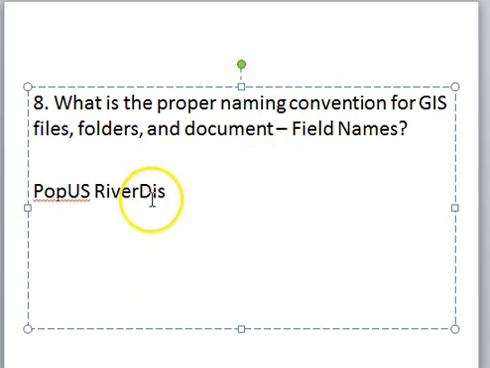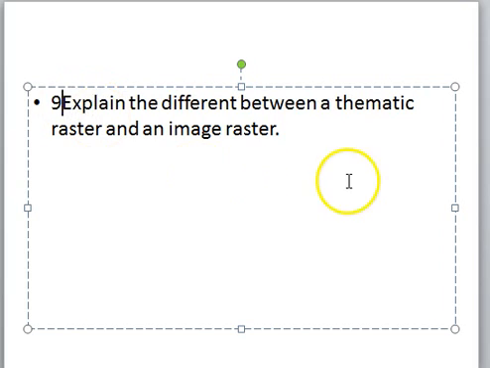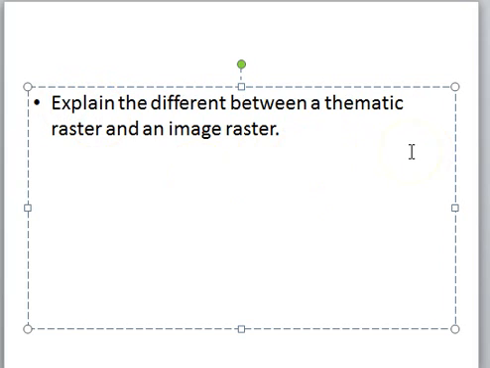In fact, this saves you a character. Field names can only be 13 characters, so that underscore takes up information sometimes. So I may start transitioning to this as I do that. I don't know. Okay. Thematic raster and an image raster. Anybody feel okay about answering that one? Okay.